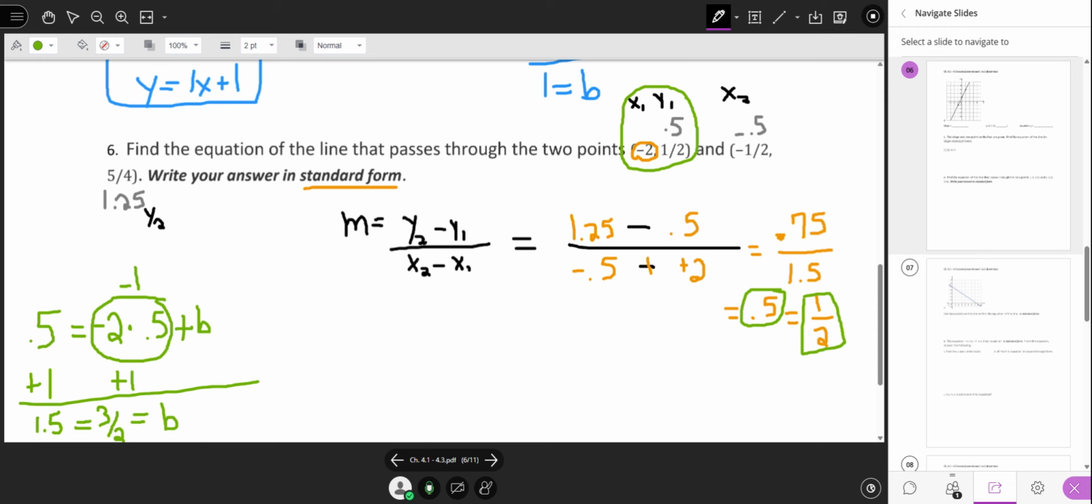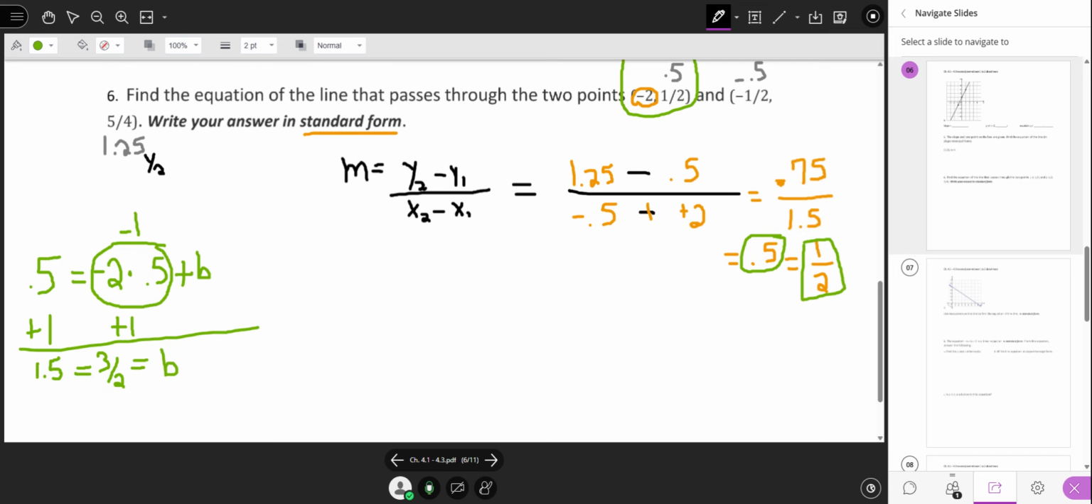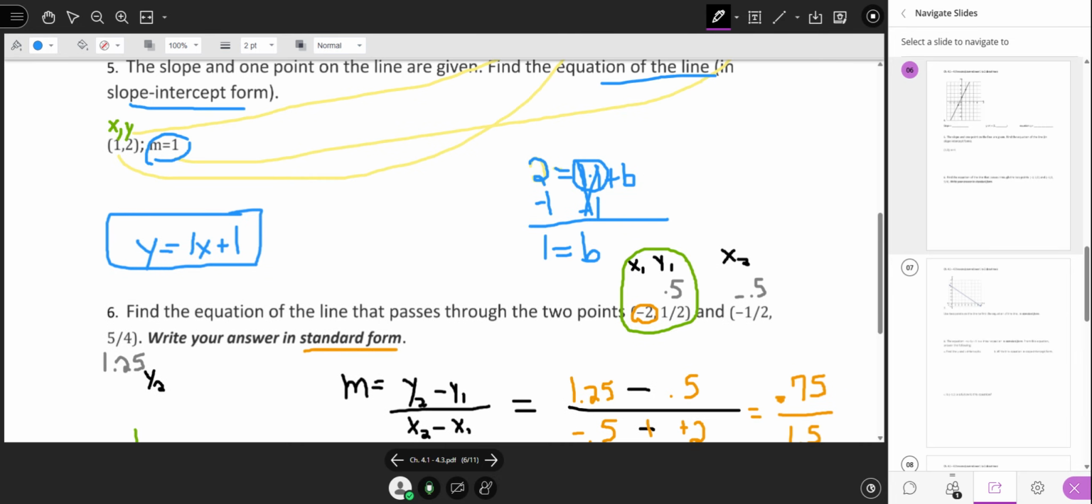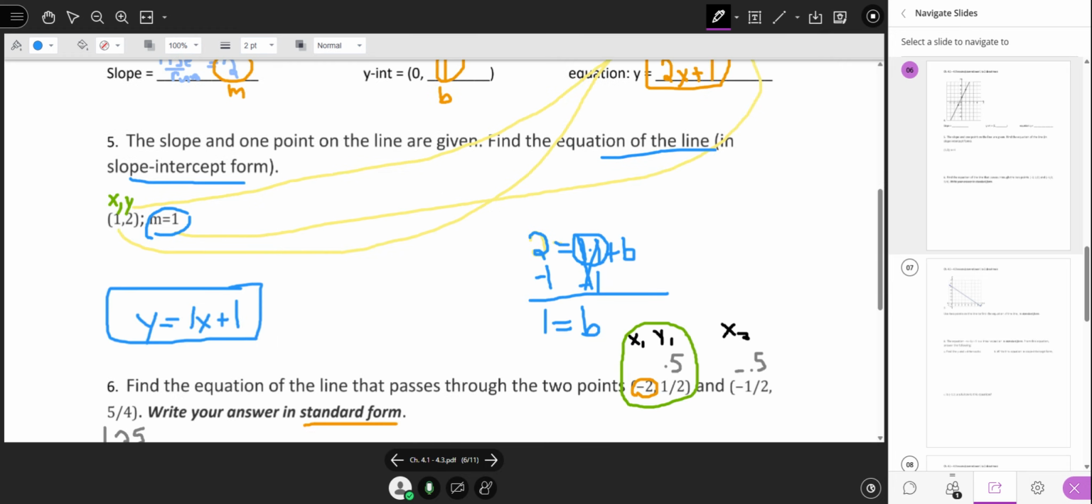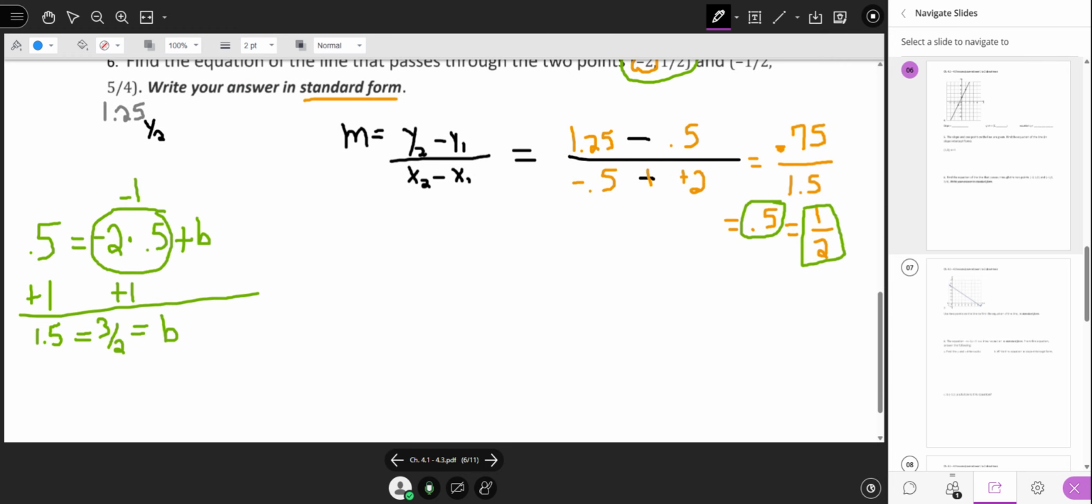So, what I gotta do, are you ready? Standard form, remember, standard form was on the previous page. It was ax plus by equals c form. And none of them, A, B, and C, none of them are allowed to be fractions. Yeehaw.